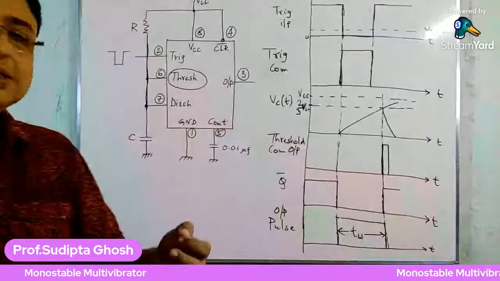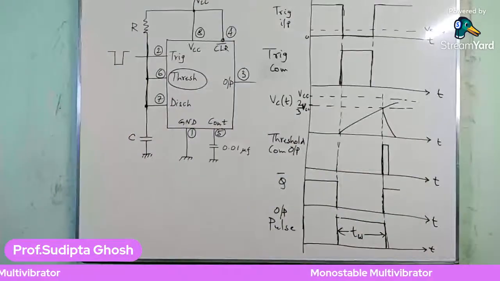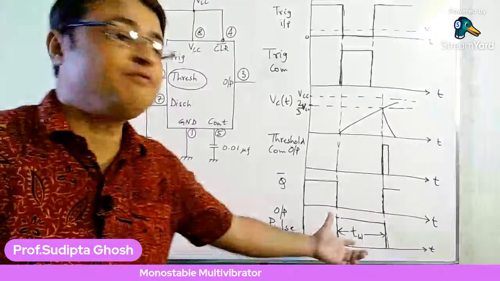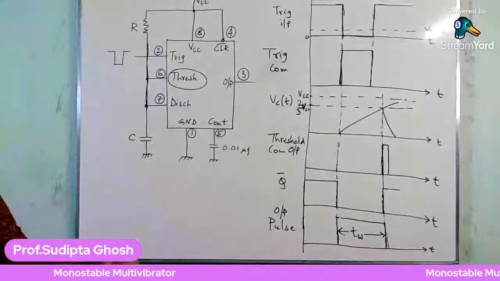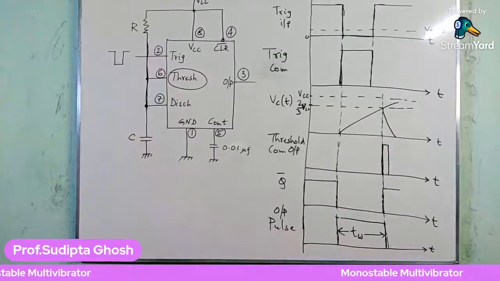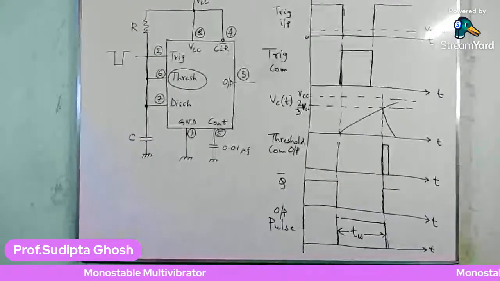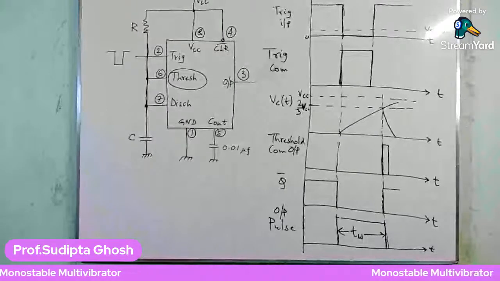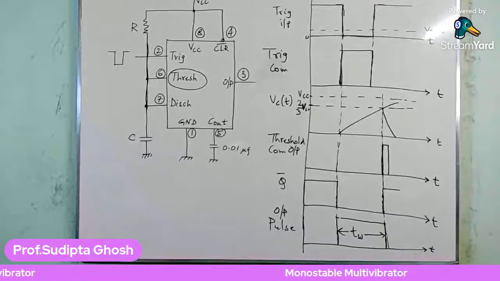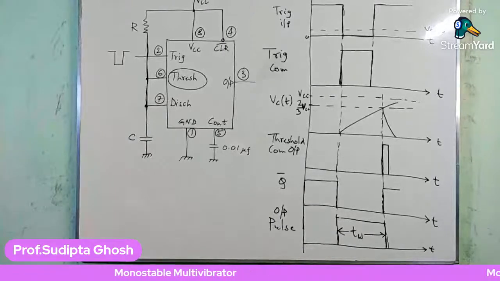Now lastly, a small explanation is required. Now we are going to find out the value of TW. So what is the value of this width, that is TW? Now we are going to calculate the value of TW, and to get this value, we are going to use the general formula for charging and discharging of a capacitor with time.